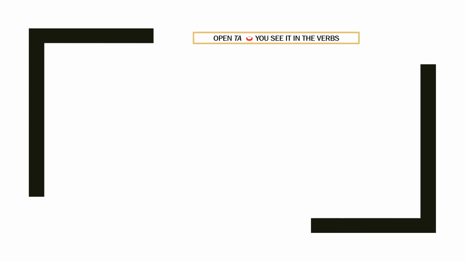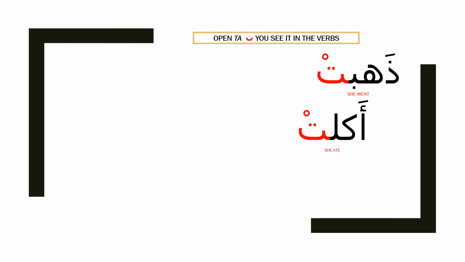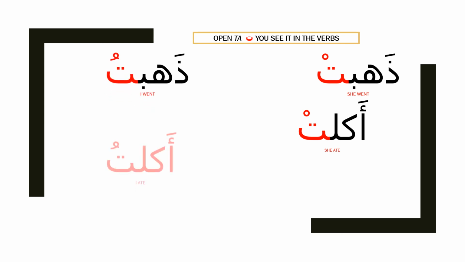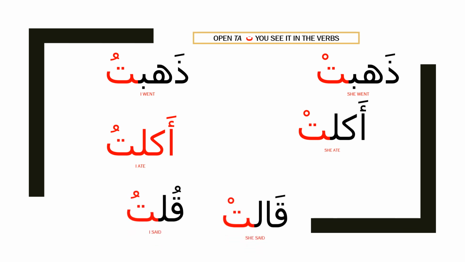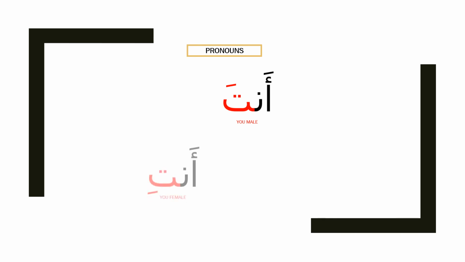Open ta, you can also see, as I mentioned before, in the verbs: ذهبت, أكلت, قالت, قلت. Remember, you will never see Ta Marbuta in any of the verbs in the Arabic language. Some pronouns also end with open ta: أنت, أنتِ.